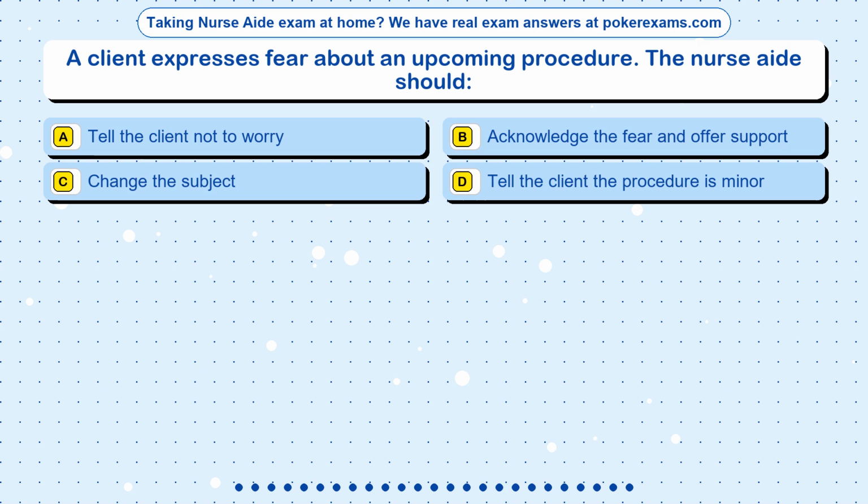Question 16. A client expresses fear about an upcoming procedure. The nurse aide should: Option A. Tell the client not to worry. Option B. Acknowledge the fear and offer support. Option C. Change the subject. Option D. Tell the client the procedure is minor.